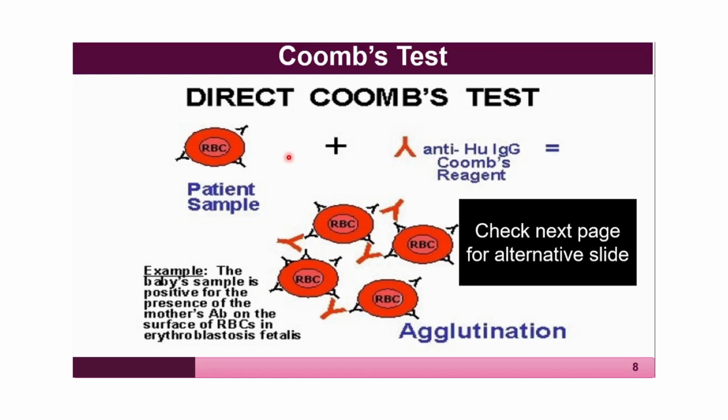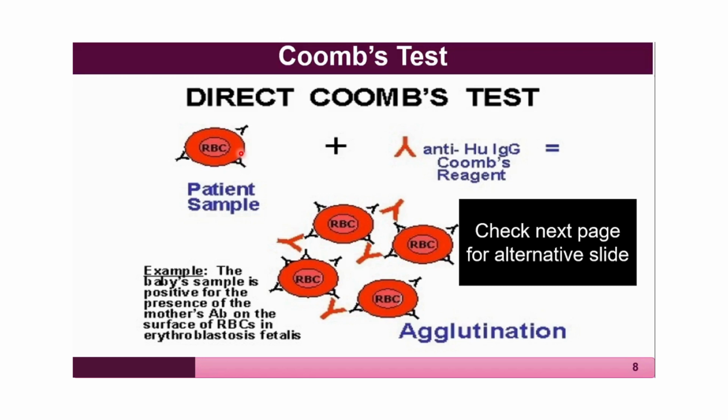Direct Coombs test is nothing but, as soon as the child is born to the Rh negative mother, after cutting the umbilical cord, a small amount of blood is collected, and to that blood, which contains the RBCs, the anti-human IgG, that is anti-Rh antibody, is added.